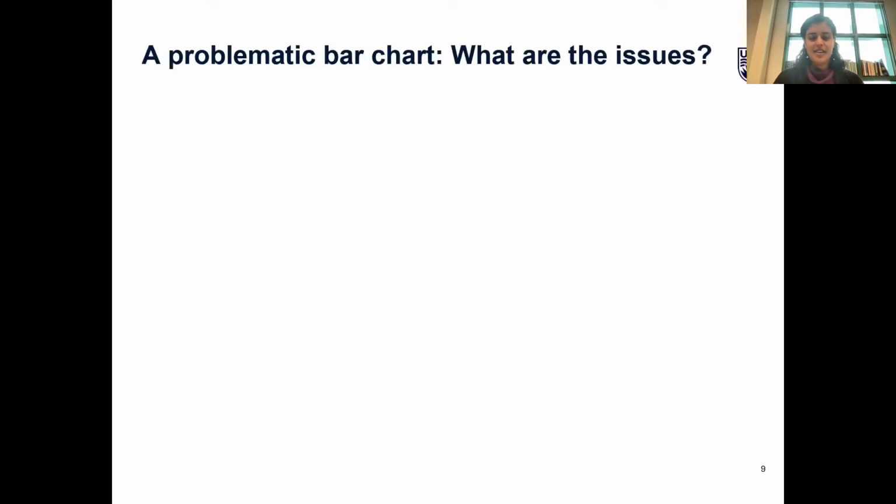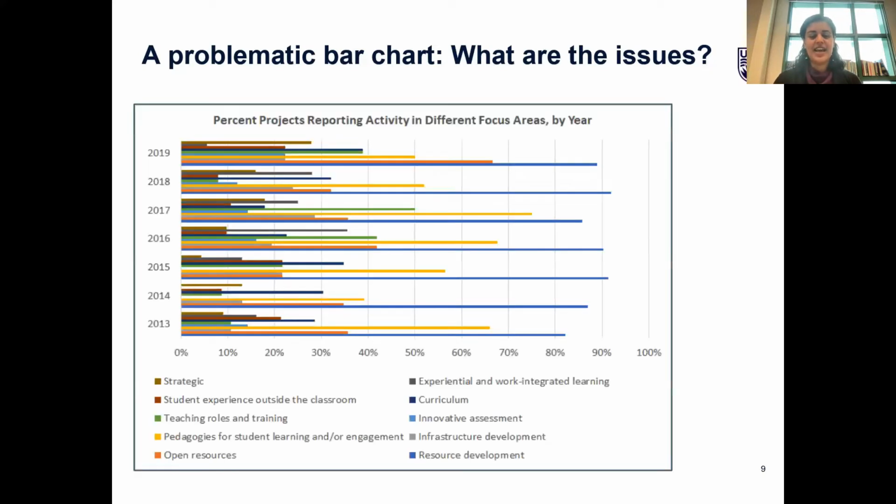So I'm going to have us be involved again a little bit. So we've got a picture of a problematic bar chart. We're going to pull it up here in a second. And I'm going to give us about 2 minutes to look at this chart and just make a list of any concerns. So what are things about this chart that strike you as problematic, that might be an issue for someone trying to pull out data from this chart?